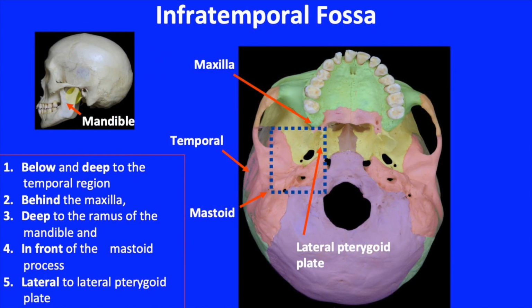We now see the infratemporal fossa from below and can now easily identify the bones: the temporal, maxilla, mandible, mastoid process, and the lateral pterygoid plate.